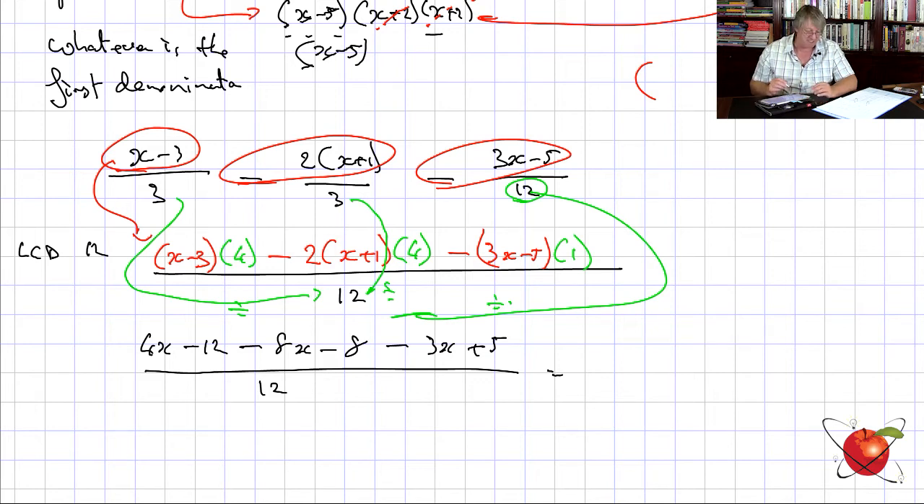4x minus 8x minus 3x is minus 7x. Okay? 12 minus 8. Use your calculator. Just put in, okay? 12 minus 8. Sorry, it's minus 12. Minus 12 minus 8, okay? Plus 5 equals minus 15.